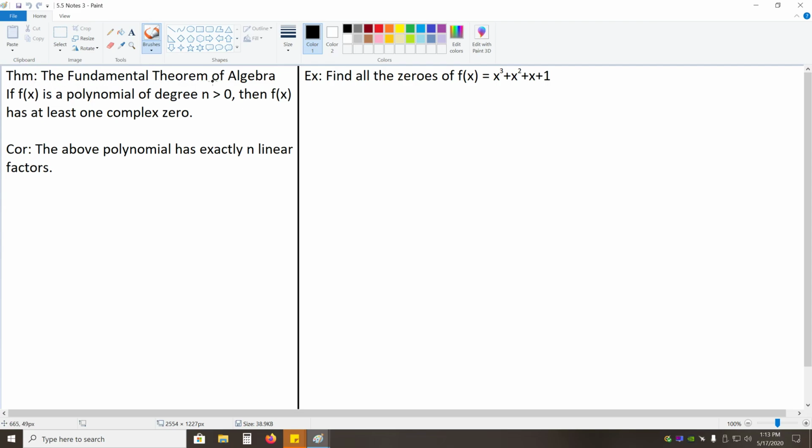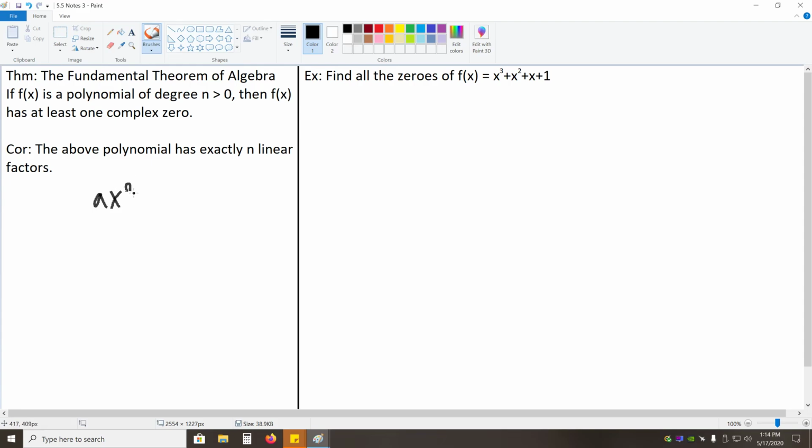So, the fundamental theorem of algebra says if f of x is a polynomial of degree n such that n is greater than 0, then f of x has at least one complex 0. So a corollary of that says the above polynomial has exactly n linear factors. So what is all of this saying? It's saying if you have a polynomial with a lead term x to the n, or you can even say ax to the nth power, you are guaranteed to have n factors. They might be imaginary numbers, but they will be factors. x equals 1, x equals 2 minus i. You will have exactly n of them.